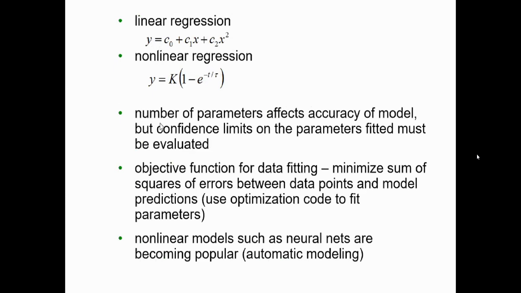So the number of parameters affects the accuracy of the model, but confidence limits on the parameters fitted must be evaluated. Therefore, the objective function for data fitting is to minimize the sum of squares of errors between data points and model predictions, where we use an optimization code to fit parameters. And nonlinear models such as neural nets are becoming popular, and that will lead to automatic modeling. Look further.